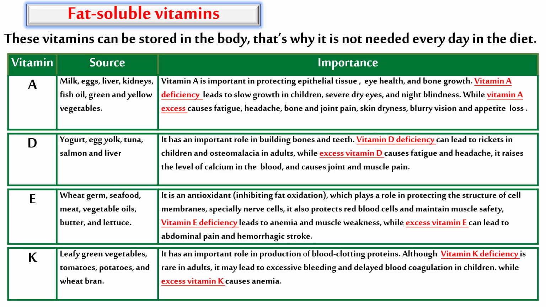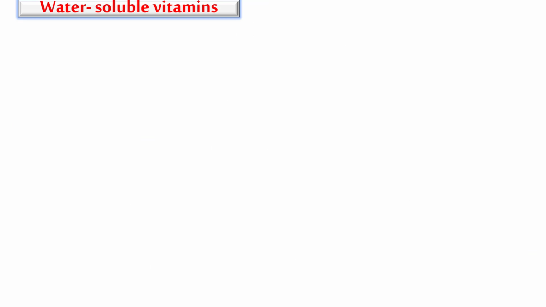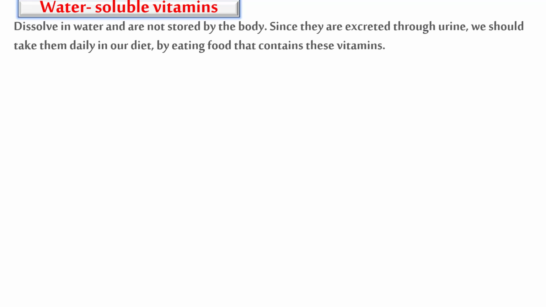Vitamin K has an important role in production of blood clotting proteins. Although vitamin K deficiency is rare in adults, it may lead to excessive bleeding and delayed blood clotting in children. The other type of vitamins is water-soluble vitamins. These vitamins dissolve in water and are not stored by the body. Since they are excreted through urine, we should take them on daily basis by eating food that contains these vitamins.